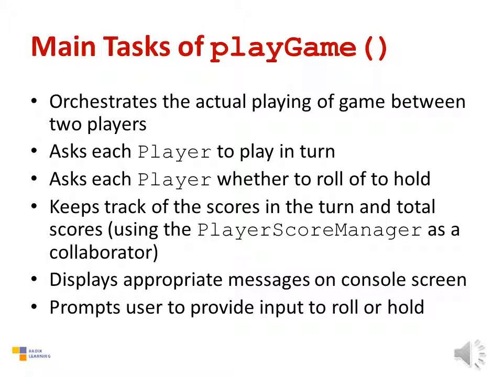This method is the one that orchestrates the playing of the game between two players. This method asks each player to play in turn. It asks the decision of each player whether to roll or hold, keeps track of the turn scores and total scores using the player score manager as a collaborator, and displays the appropriate messages on the console screen and also prompts the user to provide the needed input.